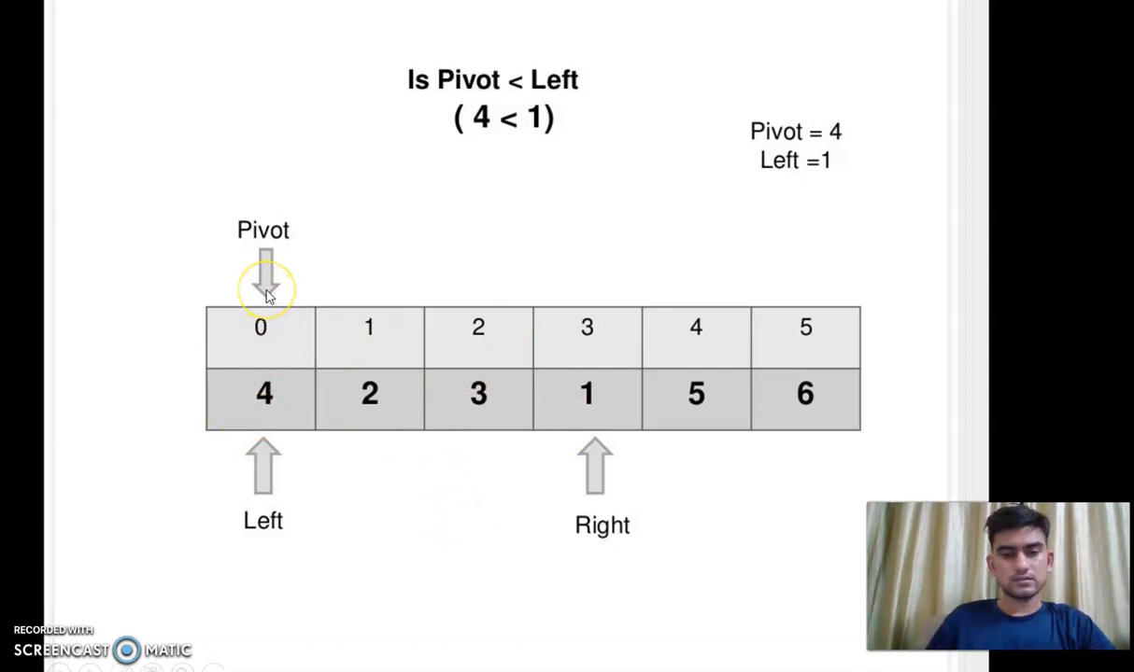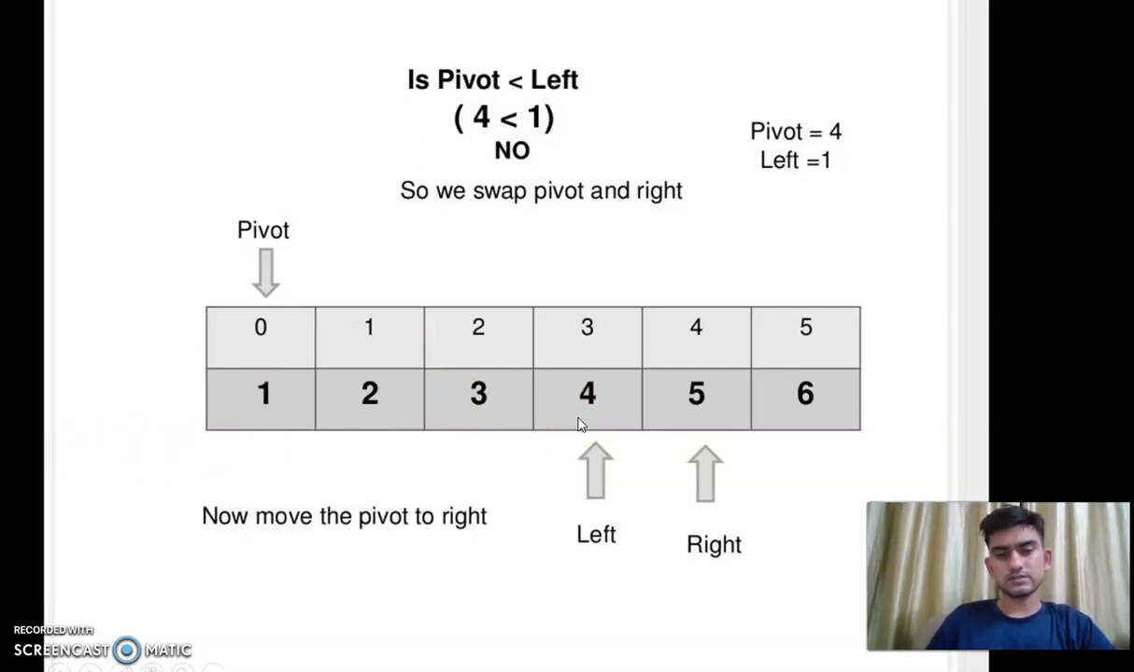Now 4 is the pivot position and right. Now we will compare it with 1. So is pivot less than left? No. So again swap pivot and right. So 1 comes to the 0 index position and 4 goes to the third index position.